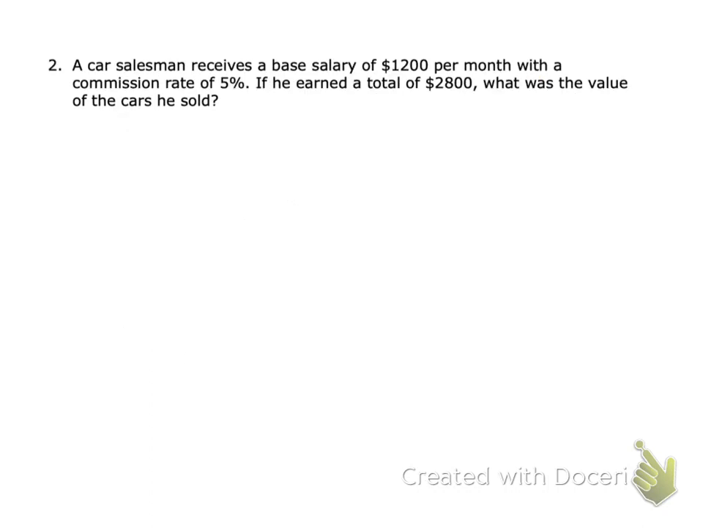All right, next one. A car salesman receives a base salary of $1,200 per month with a commission rate of 5%. If he earned a total of $2,800, what was the value of the cars he sold? Okay, first thing we need to do is try to write an equation that represents the amount of money he makes based on the number of cars or the value of cars he sold. Does anyone have any ideas of what that equation could look like?